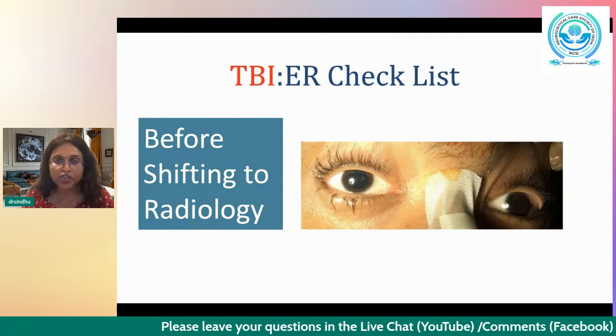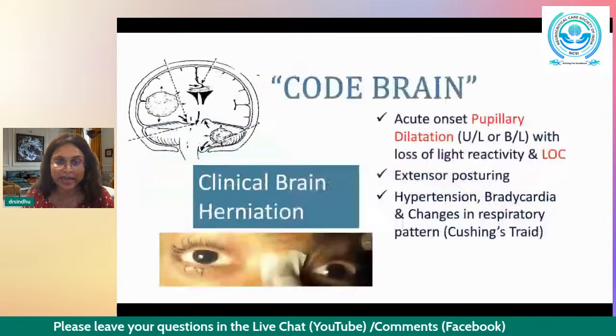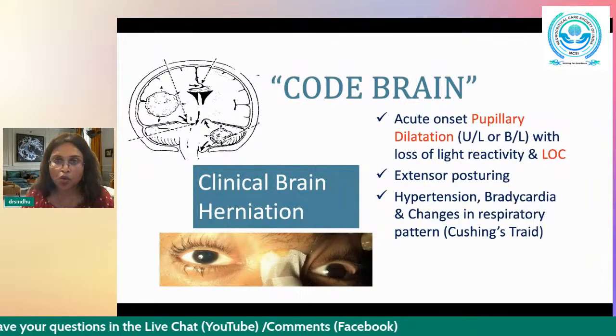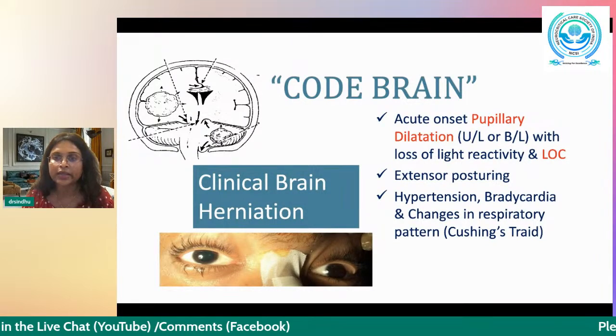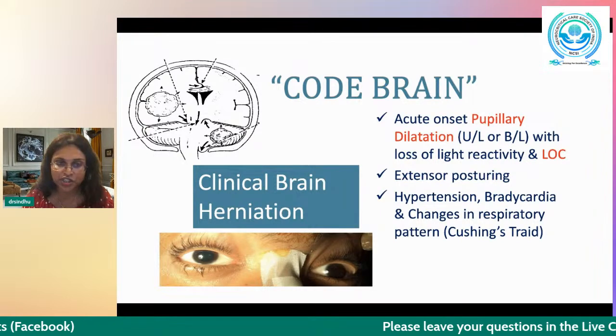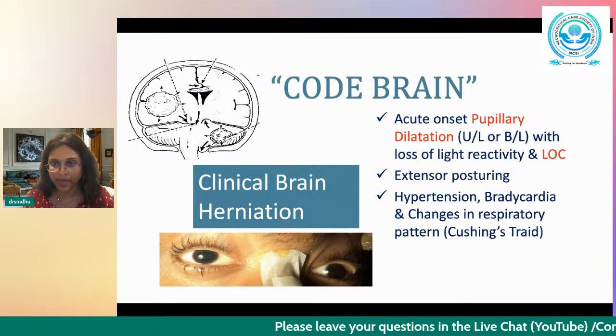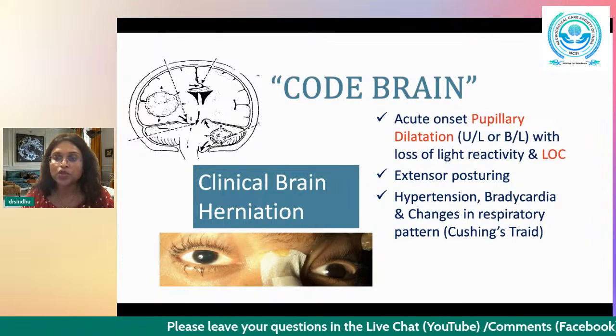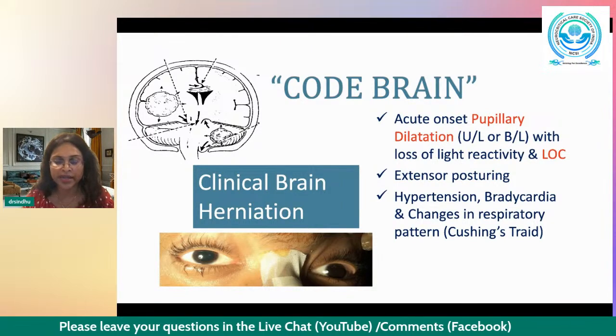As you can see in this picture, one of the pupils of this patient is dilated. So what is code brain? Code brain is nothing but a clinical brain herniation. It means that there is an acute onset of pupillary dilatation. It can be unilateral or bilateral, and posturing with Cushing's triad features like hypertension, bradycardia, and changes in the respiratory pattern.